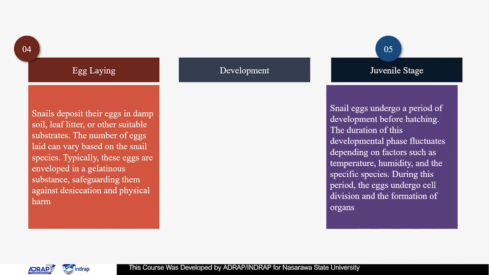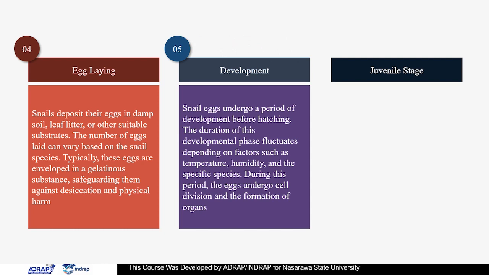Development. Snail eggs undergo a period of development before hatching. The duration of this developmental phase fluctuates depending on factors such as temperature, humidity, and the specific species. During this period, the eggs undergo cell division and the formation of organs.